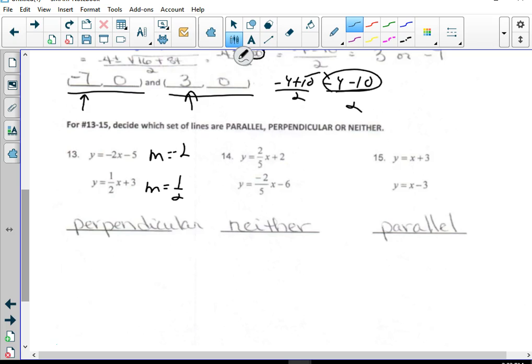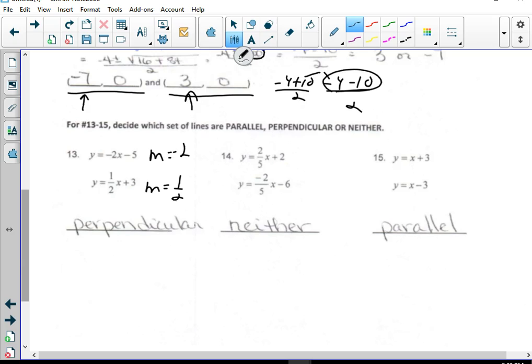Remember, perpendicular is opposite and reciprocal, flipped. So first off, you've got to have one positive, one negative. We've got that. Is 2 over 1 the flip of 1 over 2? It is. Therefore, 13 is perpendicular, because they have one positive, one negative, and 2 and 1/2 are reciprocal with each other.